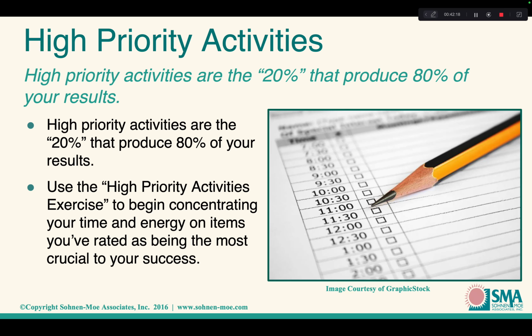So high priority activities are the 20% that produce 80% of results, right? Use the high priority activities exercises, sorry about that, to begin concentrating your time and energy on items you've rated as being the most crucial to your success. Maybe top of the line would be signing up for an online scheduler. Right? You already have a location in mind. Maybe that's what you got to do, right?